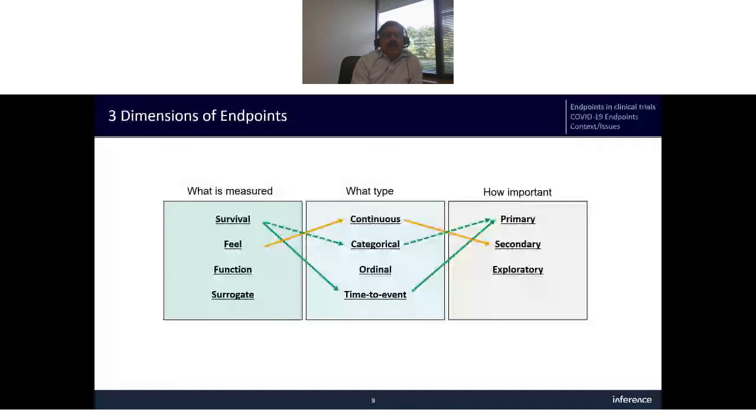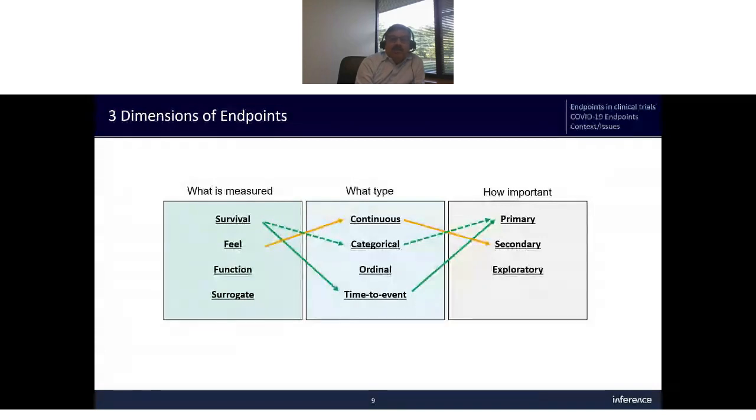Now, when we have these three, so I have three boxes here. We talked about what is being measured: survival, feeling function, surrogacy, etc., surrogate endpoint, etc. We talked about what type of endpoint. It could be continuous, it could be categorical, ordinal, time to event, etc. And then I will talk about how do you place the endpoint? How important is it? Is it a primary endpoint? Is it a secondary endpoint? Is it an exploratory endpoint? And there are some regulations around that, how you would place an endpoint in which box. So I'll come to that in the next slide.